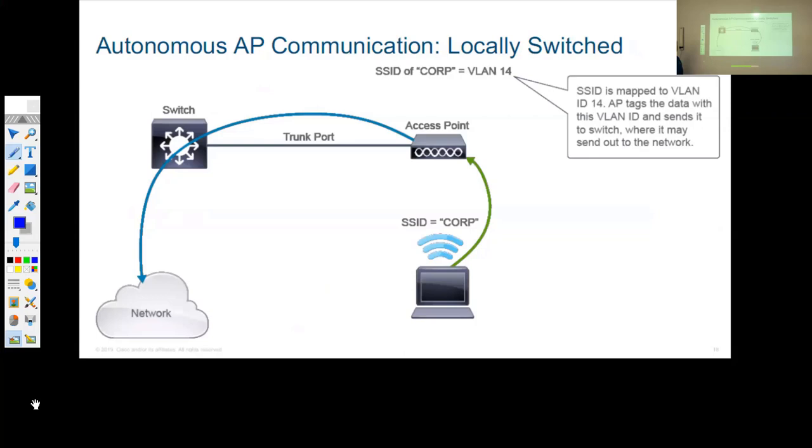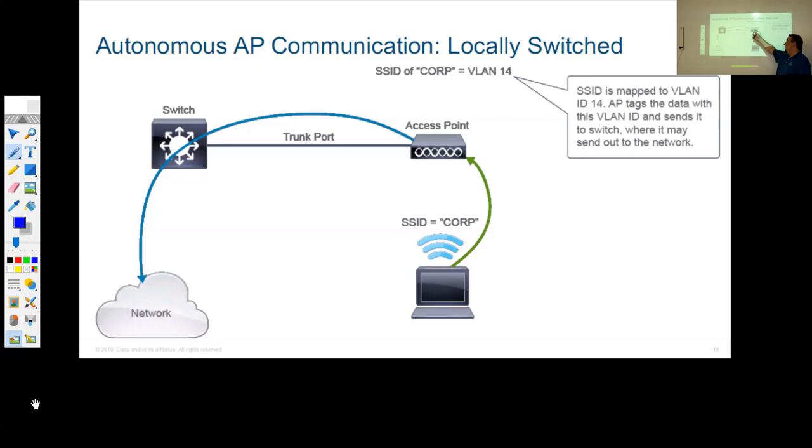In this case, because it's a standalone device, everything's locally switched. No need to go outbound to a wireless LAN controller through that CAPWAP tunnel. As soon as we receive the traffic inbound from the user, I'm going to essentially make that an Ethernet frame that's on the data VLAN that we're utilizing across that trunk port. And this allows us to do locally switched traffic on the access point.